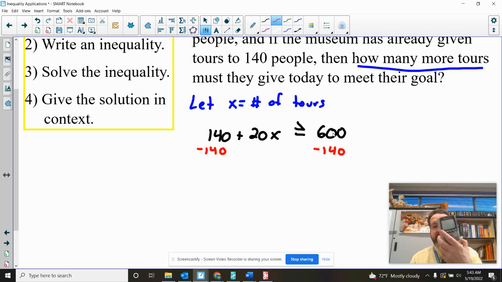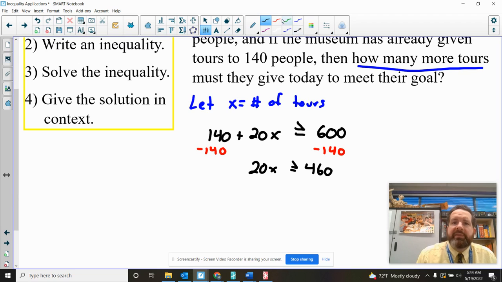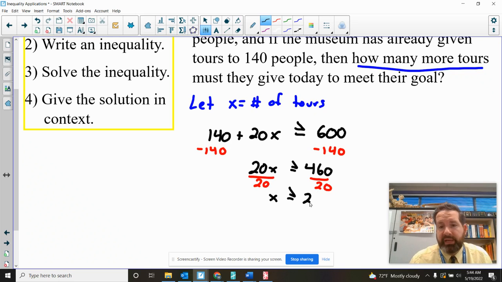I'm just going to do a quick check for myself. So 600 minus the 140 is 460. So 20x is greater than or equal to 460 divided by the 20. And what we will then have is our x now divided by a positive number, so the inequality stays in the same direction. And 460 divided by 20 is 23.